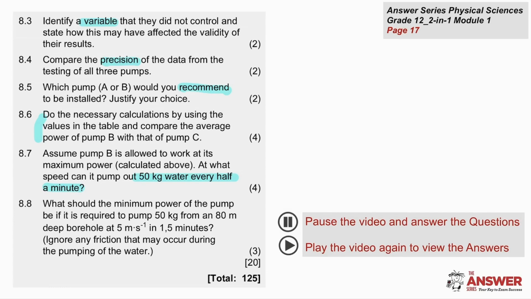Question 8.8 is similar. Here the minimum requirements are 50 kilograms of water from an 80-meter deep borehole at a 5 meter per second exit velocity every 90 seconds. Pause the video now to answer these questions, then play again to compare your answers to the model answer.